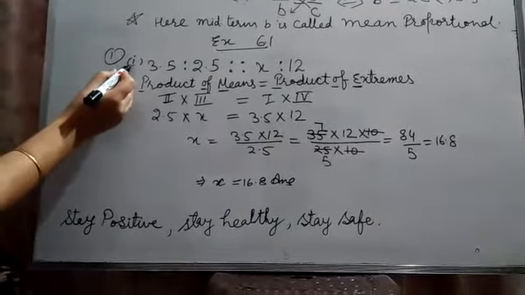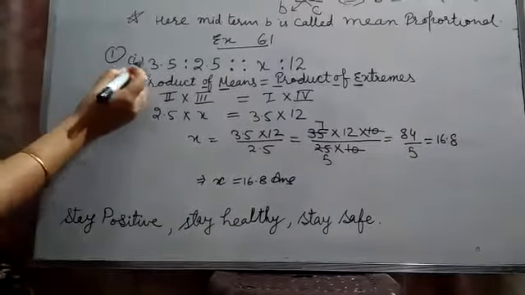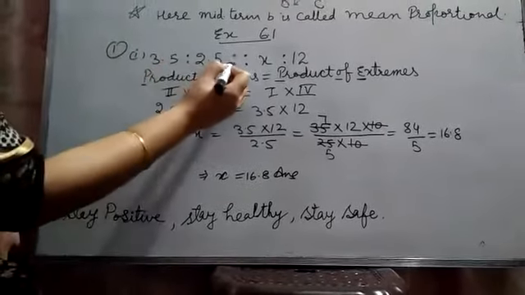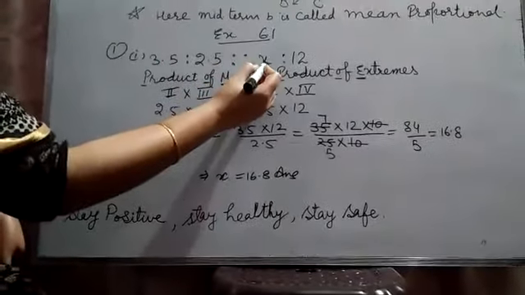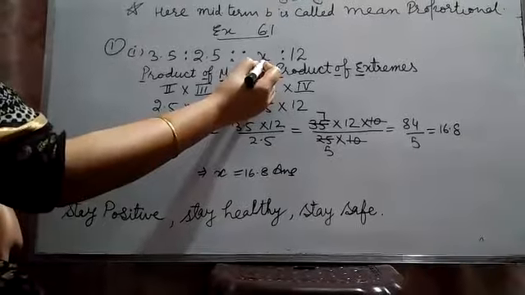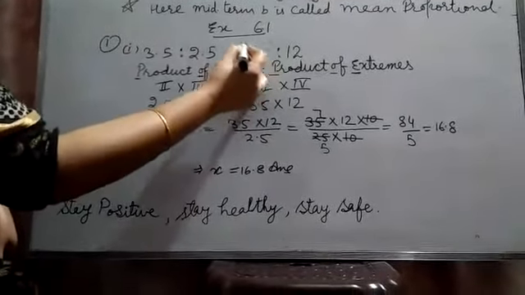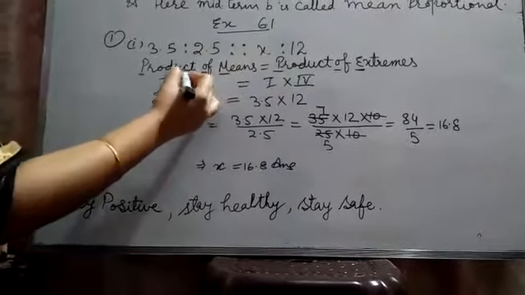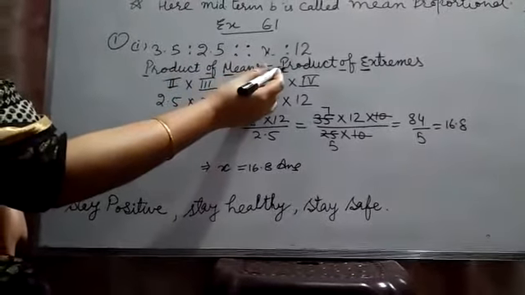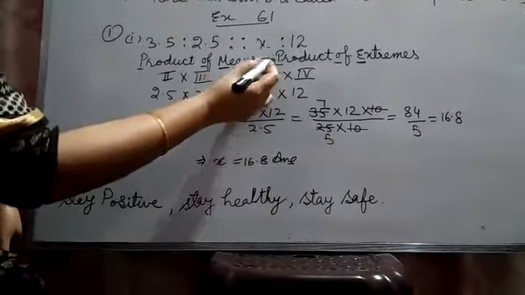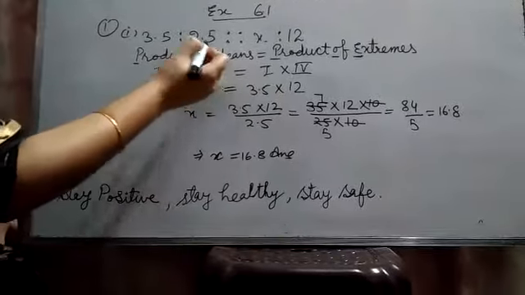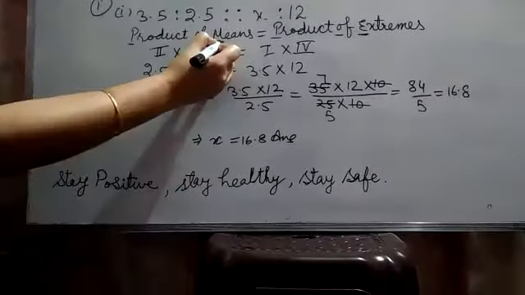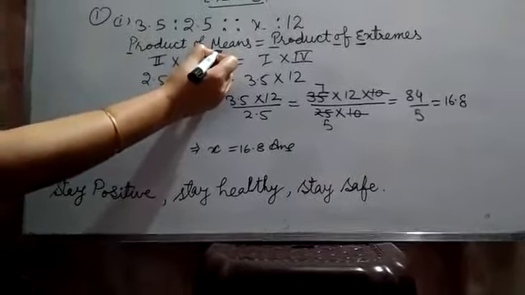Here is the first sum from your exercise. See, first term is given, second is given. First ratio is proportional to second ratio, and there is the unknown value. How to find this unknown value? We know when two ratios are in proportion, means two ratios are equal. We have a result: product of means is equal to product of extremes. Students, don't worry about means or extremes.